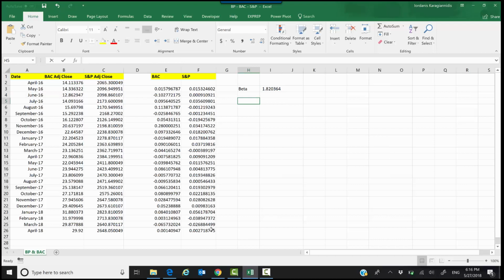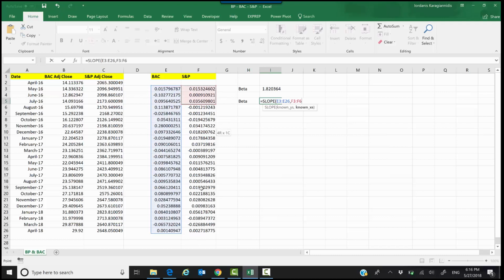Another way to measure beta is, beta is nothing more than the slope of a regression where the y variable, the dependent, is the Bank of America returns, and the independent is the S&P 500 returns. So you could use the slope function, where for the known y's you put the Bank of America returns, and for the known x's we put the S&P 500 returns. That might be easier. So we get the exact same answer, 1.82.